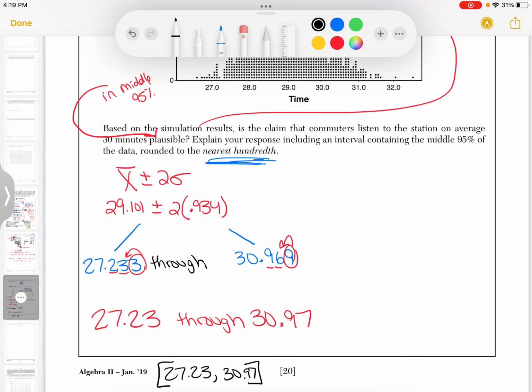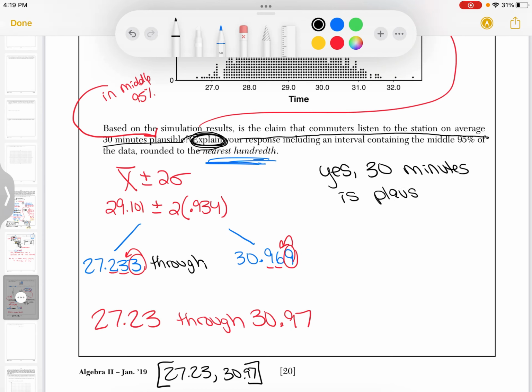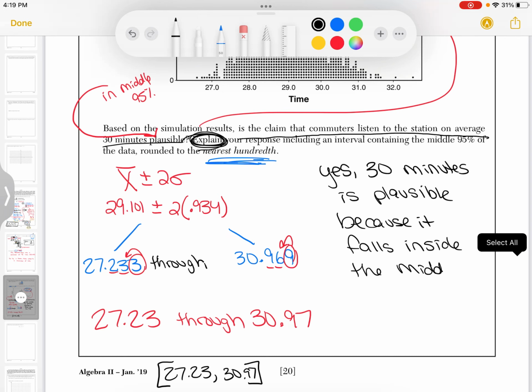It says, using that middle 95% and the simulation results, is the claim that commuters listen to the radio station on average 30 minutes plausible? So I have to look at my interval. 30 minutes falls inside of the interval. Barely, it's like right there, but it does. And since it does, it is a plausible occurrence. So I'm going to say yes. And then it says explain. Explain means words. So 30 minutes is plausible simply because it falls inside the middle 95%.